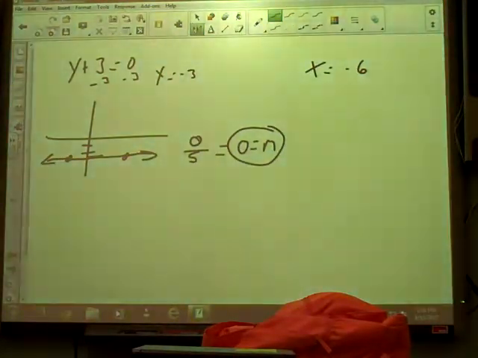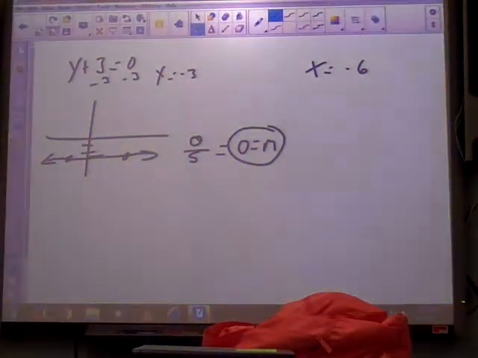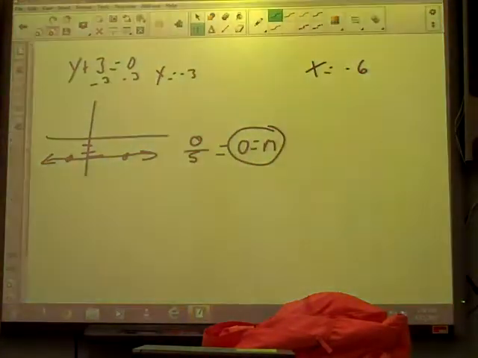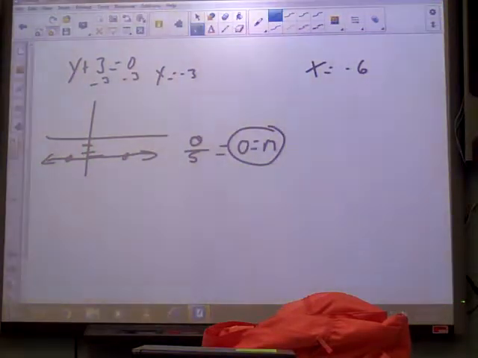Okay? Does that make sense? So wait, you put all 0 equals m? Uh-huh. For a horizontal line, slope is always 0.